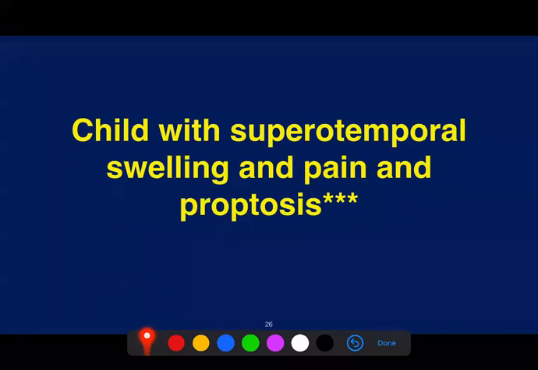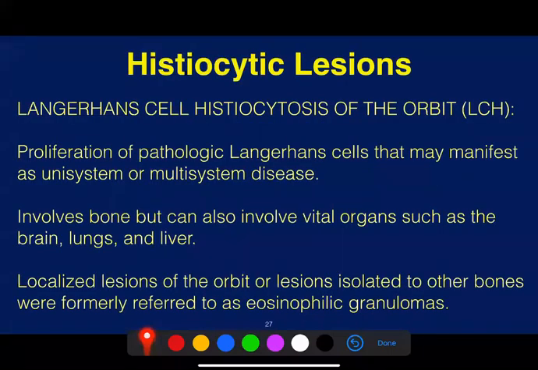Eosinophilic granuloma. Okay, good, excellent, Anwar. So this is Langerhans cell histiocytosis of the orbit. This is an entity where there is proliferation of pathological Langerhans cells, and it manifests possibly as unisystem or multisystem. It can involve the bone as well as different vital organs: brain, lungs, liver. It can be isolated. However, a localized lesion of the orbit or other bones is formally referred to as eosinophilic granuloma. So yes, correct.